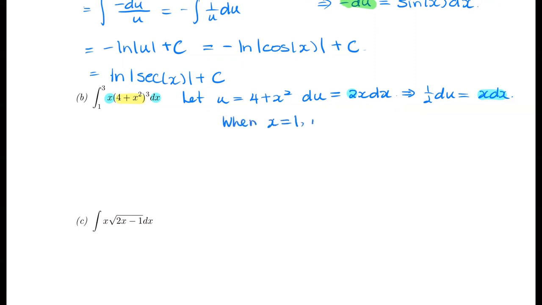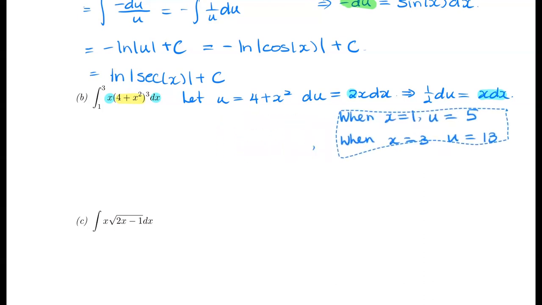So let's say when x is equal to 1, what will u become then? If we put 1 here, that's 4 plus 1 squared, which is going to be 5, right? And similarly, when x is equal to 3, that's going to be 3 squared, so u is 4 plus 9, which is 13. So that's one other thing that we would also have to keep in mind. This is also important.